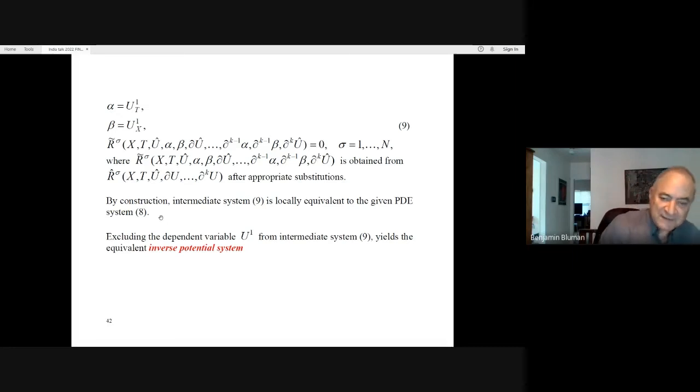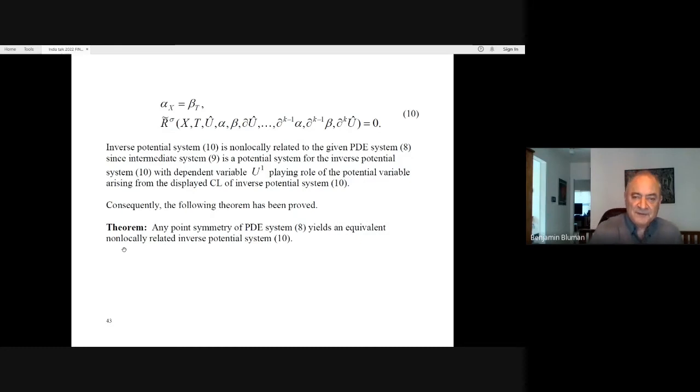But now, let's exclude the dependent variable U1 from the intermediate system 9, and this yields the equivalent inverse potential system with this conservation law in it. So the inverse potential system is non-locally related to the given PDE system, since the intermediate system is a potential system for the inverse potential system. Okay, so consequently, the following theorem has been proved. Any point symmetry of the PDE system 8, by the way, sigma up here should be 1 up to m, yields an equivalent non-locally related inverse potential system 10.